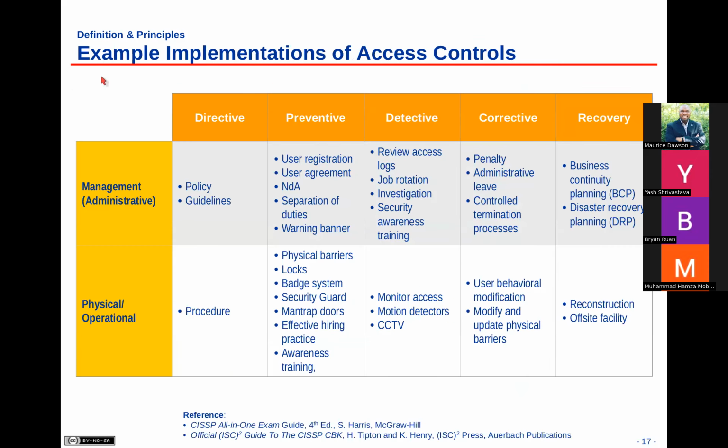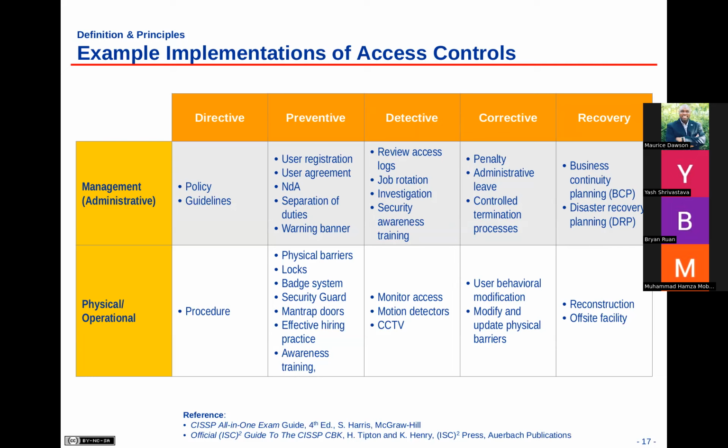Here, just showing example implementation of access controls. So you can see directive, these are administrative: policy, guidelines. Physical shows procedure. In terms of detective: CCTV, monitor access, motion detectors. Detective under management: review access logs, job rotation, investigation, security awareness training, right? Now you think about recovery. We'll talk about this a lot more in detail, but you have business continuity planning, disaster recovery planning.